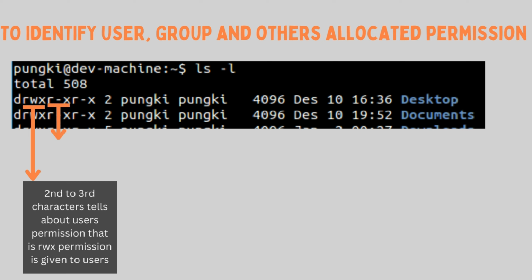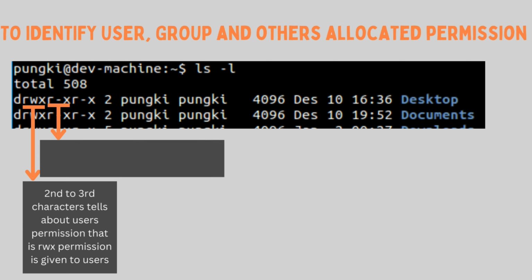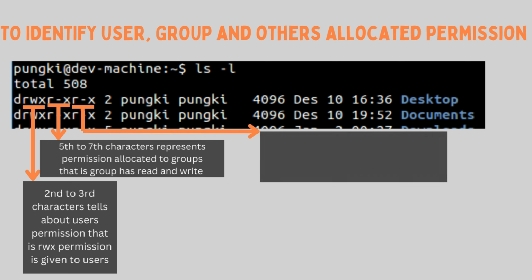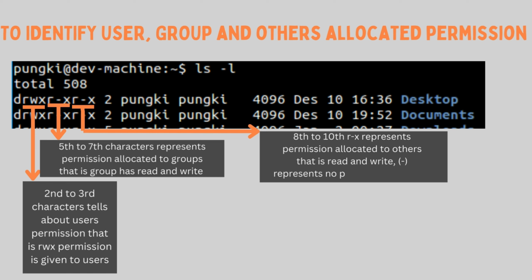The 5th to 7th characters represent the permissions for the group. Here we can see that the group has R, meaning read permission, a dash in place of W, meaning no write permission, and X, meaning the group has execute permission for the file named desktop. The 8th to 10th characters represent the permissions for the others. Here we can see that the others have R, meaning read permission, a dash in place of W, meaning no write permission, and X, meaning the others have execute permission for the file named desktop.